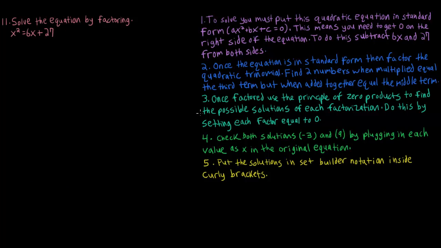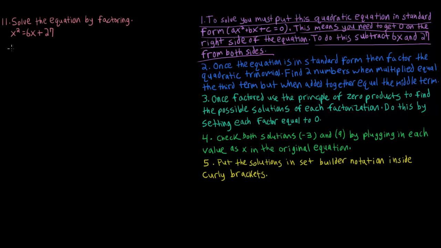11. Solve the equation by factoring. x squared equals 6x plus 27. Step 1. To solve, you must put this quadratic equation in standard form, ax squared plus bx plus c equals 0. This means you need to get 0 on the right side of the equation. To do this, subtract 6x and 27 from both sides.